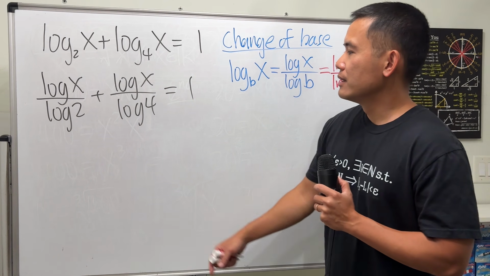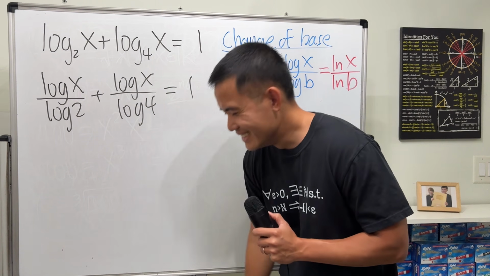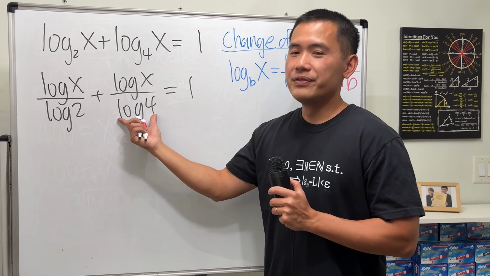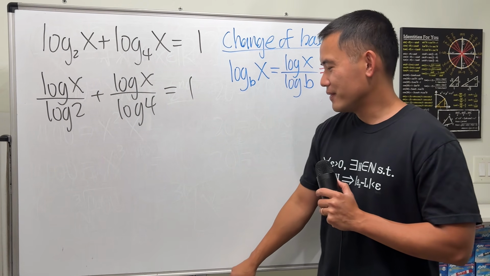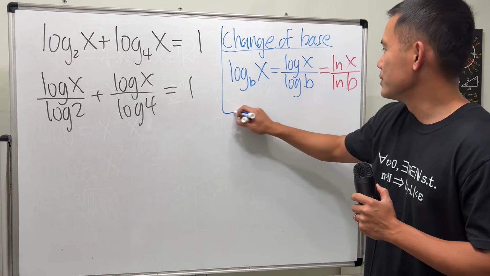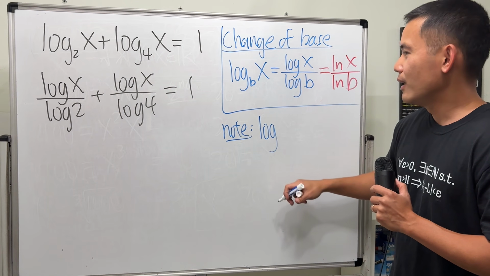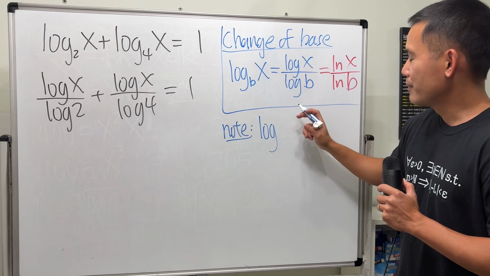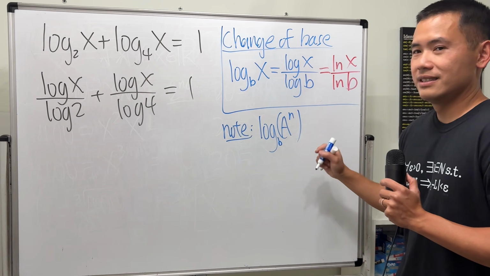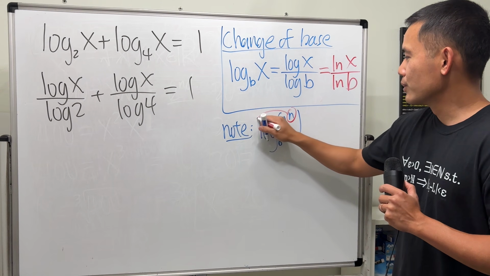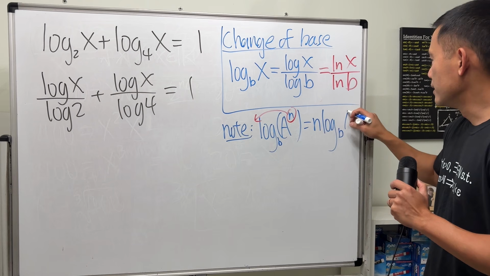Depends on how you want to do it. This right here, log of 4. 4 is the same as 2 squared. And we can use one of the properties as well. Let me just put this down. So note, if we have log of something inside raised to the nth power, and again, it works for any base, as long as it's legitimate, you can put the power to the front, and this is n times log. You still maintain the same base, and the input stays the same.